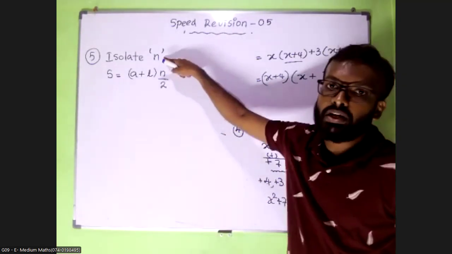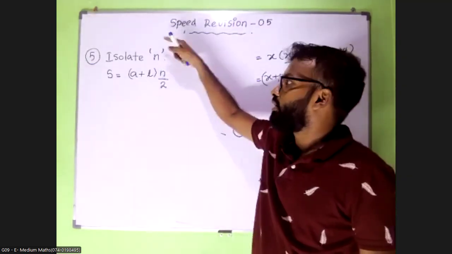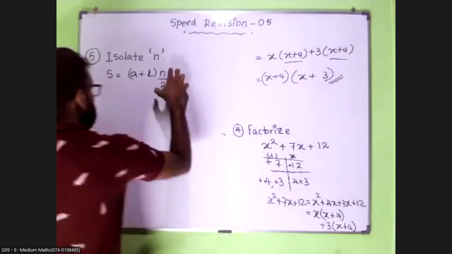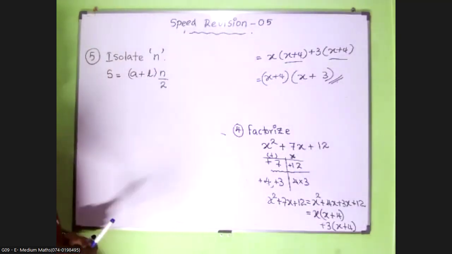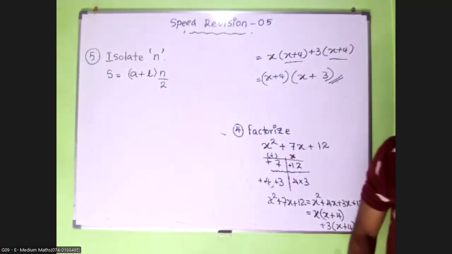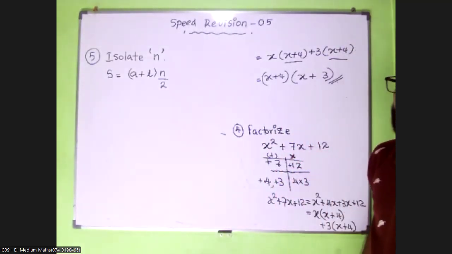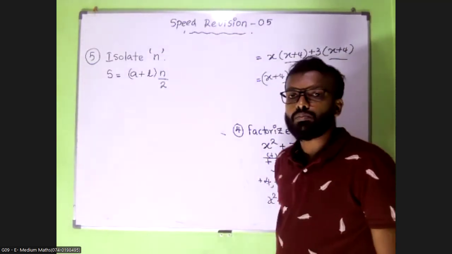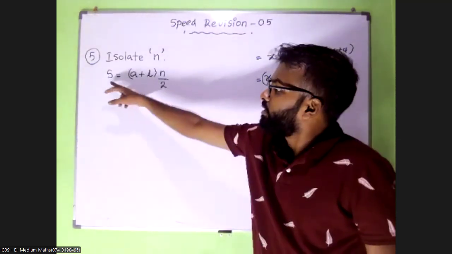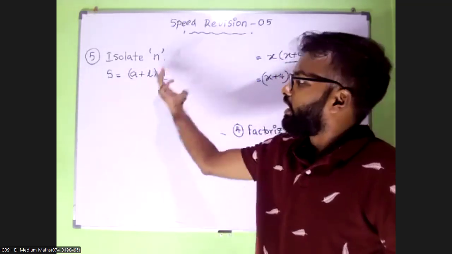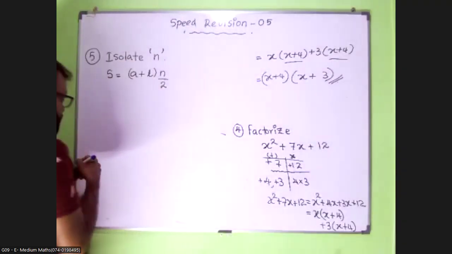You need to make n the subject, or in other words, make the subject n. So n is on our right hand side. I have done this in the formula lesson. We did some more questions. On my right hand side, I have n, so I am going to change my sides.